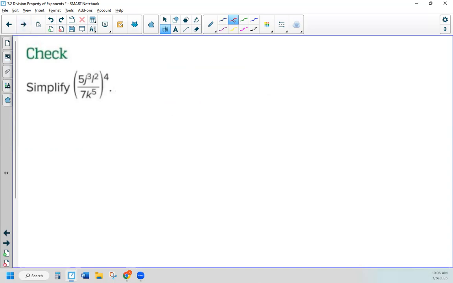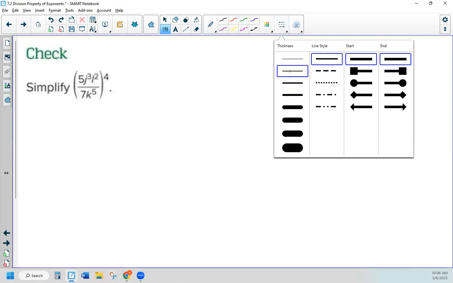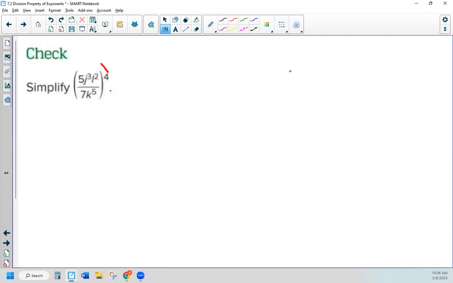All right. Here we go. Let's see if you did it the right way. The 5 gets a power of 4. The J that already has a power of 3 gets a power of 4. The L, which already had a power of 2, gets a power of 4. The 7 and the K also get a power of 4. Did I say power of 2? I meant power of 4.